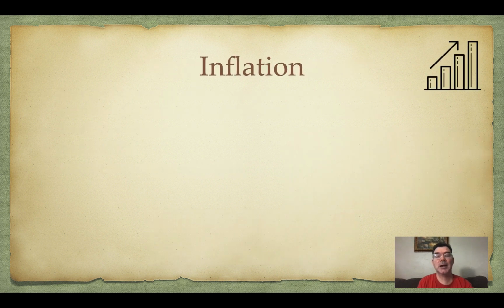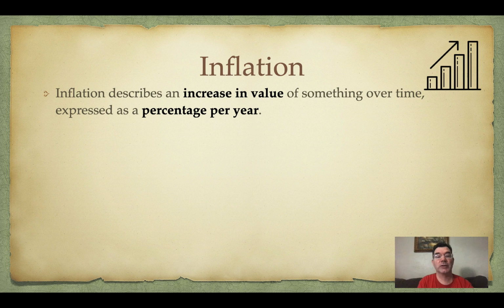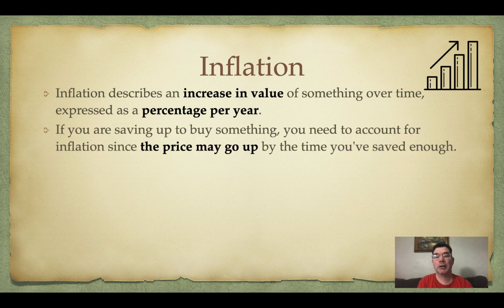All right, the next concept we need to talk about is inflation. So that's basically an increase in value of something over time, and it's expressed as a percentage per year. So the value of things goes up as time goes on. Things are worth more than what they used to be. And so we can calculate how much it goes up, and we can even predict how much things will go up in the future. So if you're saving up to buy something, you need to account for inflation because the price is going to go up by the time you've saved enough.